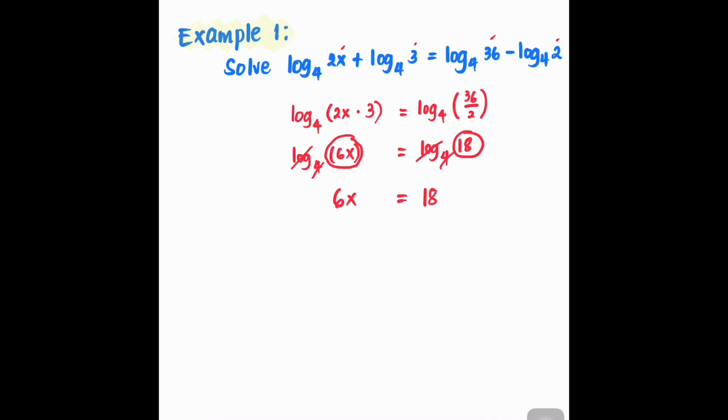And from here, we can divide both sides by 6. So applying the division property of equality, we can find the value of x, which is equal to 3. That is the final answer. Now, if you want to check if the value of x that we got is correct, then we just simply plug it in to the original equation and make sure you get a balanced equation there.